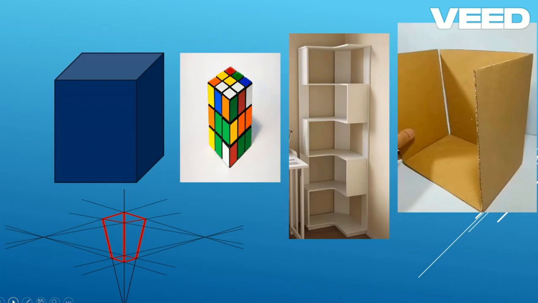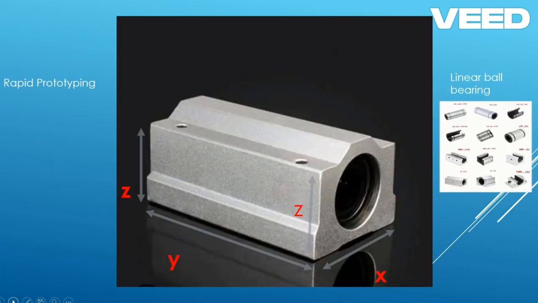As an example, I'll be taking this linear ball bearing for rapid prototyping. The reason for taking this ball bearing is its dimensional simplicity and view. We'll first measure the size of each face or plane making up this object. What we want to do is create a virtual model for this object.